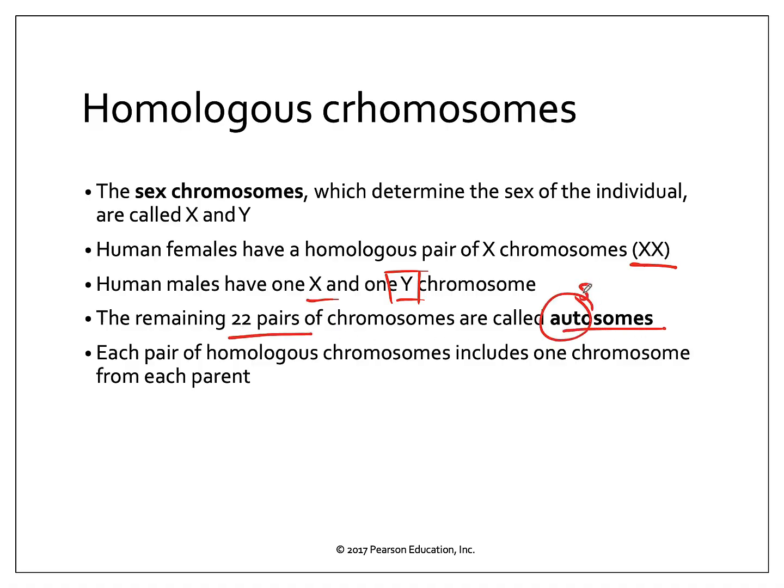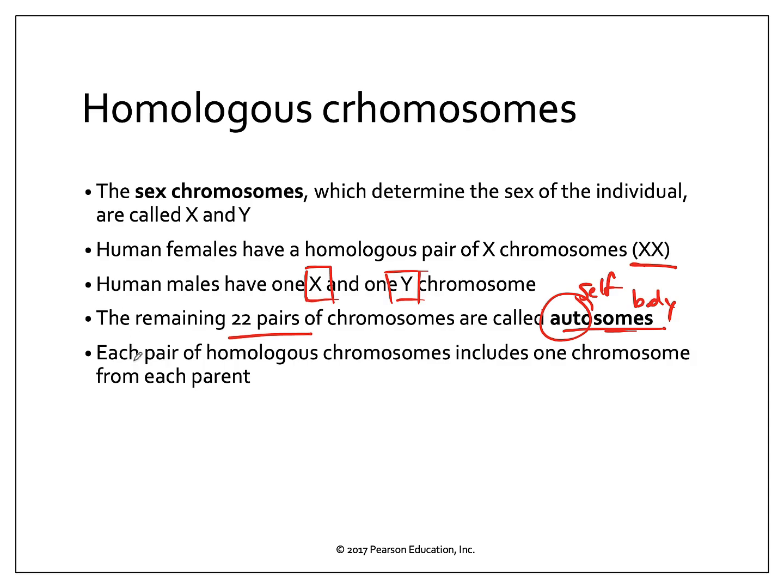Auto means self. Soma means body. So those are usually going to be associated with all of the different body characteristics that aren't typically related to sex. The X chromosome does have genes on it that are related to things like color blindness and other traits, as the X chromosome is much larger than the Y chromosome.